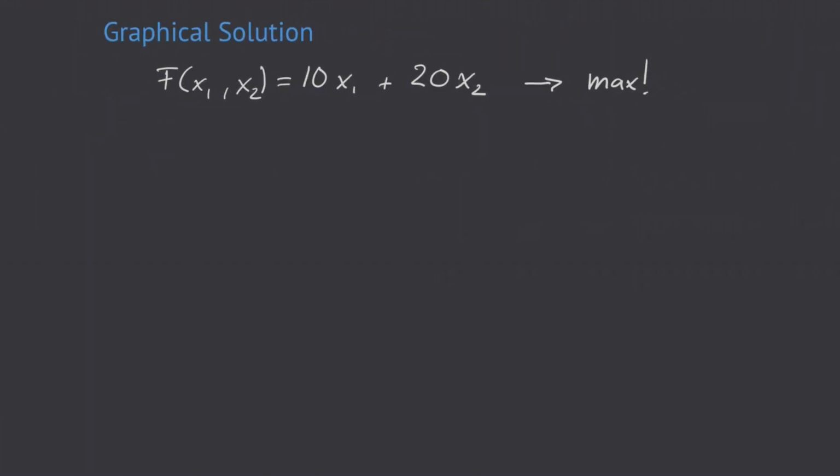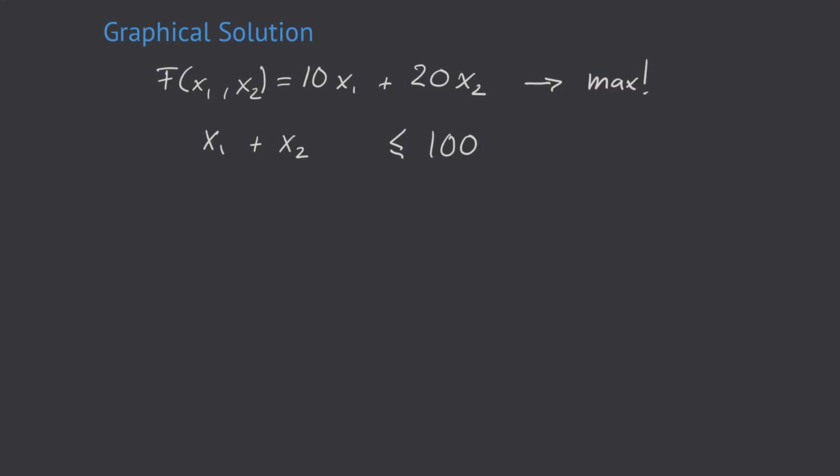So we can write x1 plus x2. What this means is the amount of x1 that we're producing plus the amount of x2 that we're producing. And now this must be less or equal 100. That's the first restriction from the machines.